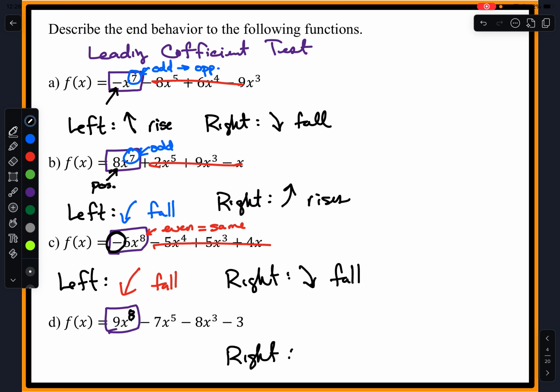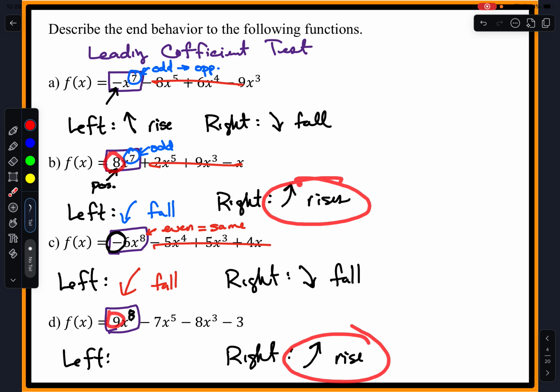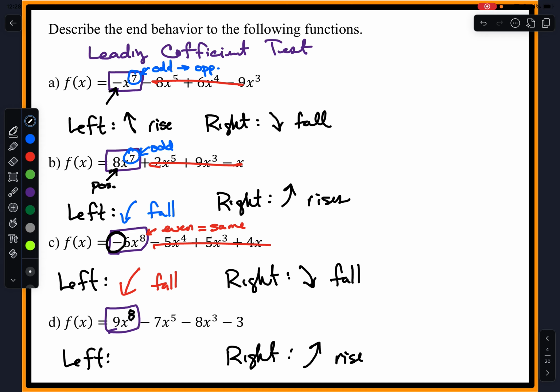So let's talk about the end behaviors here. Since our leading term has a leading coefficient of a positive 9, the right side is going to go up and rise, just like in example B. This was a positive number, this is a positive number, so the right side is moving up. Now, what's going to happen on the left? Similar to example C, since this is an even number, the left side is going to move in the exact same direction as the right. So this is going to point downwards as well.